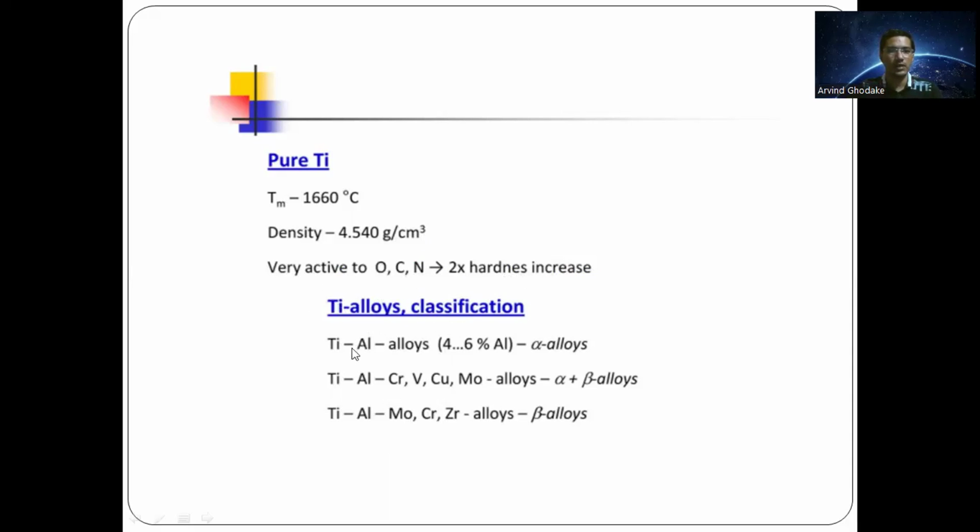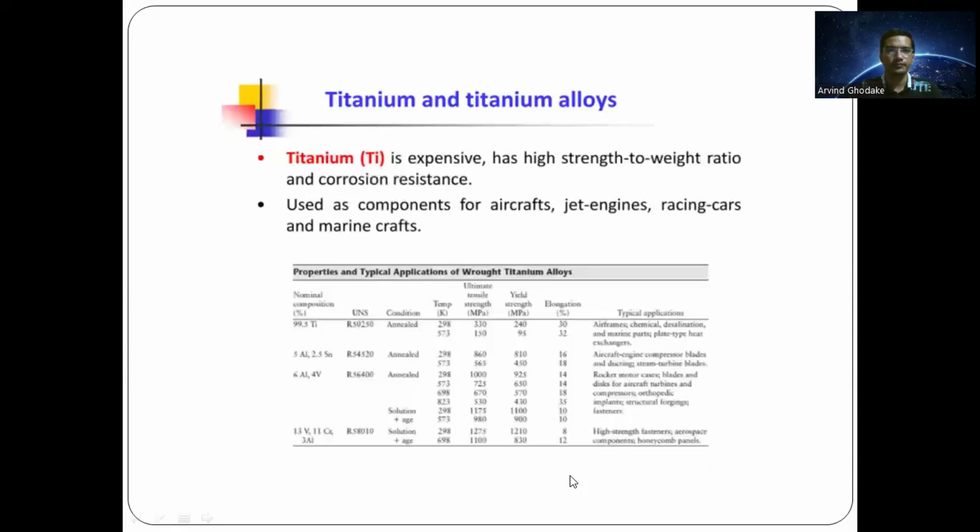Then titanium alloys: titanium aluminum alloys with 4 to 6% aluminum are called alpha alloys. Then titanium aluminum along with chromium, vanadium, copper, molybdenum alloys are called alpha plus beta alloys. The third one is titanium aluminum along with molybdenum, chromium, and zirconium, Zeta alloys. These are called beta alloys.